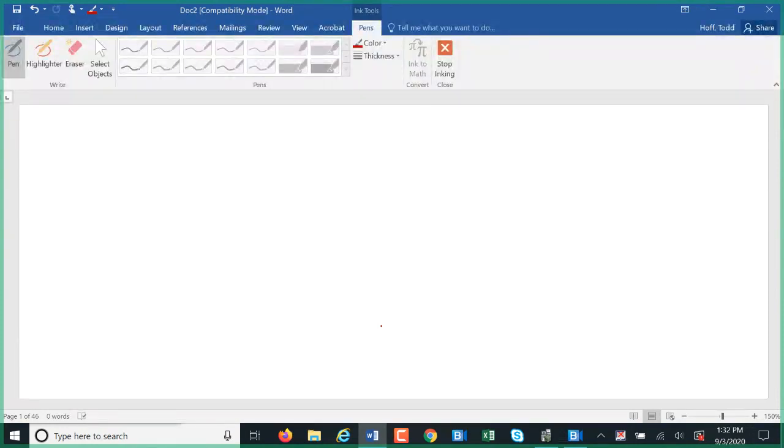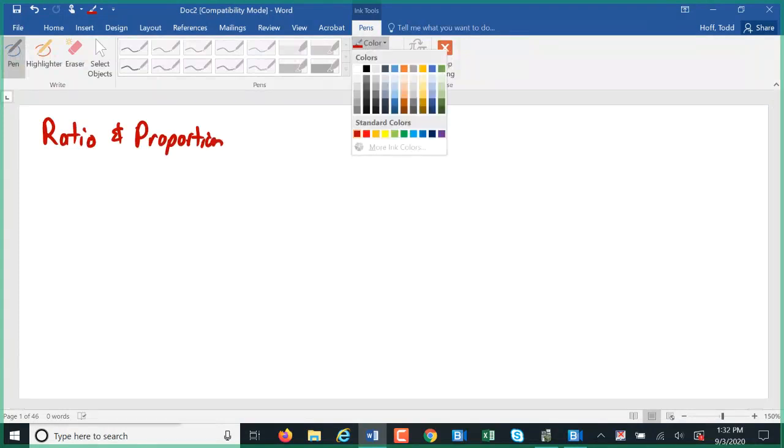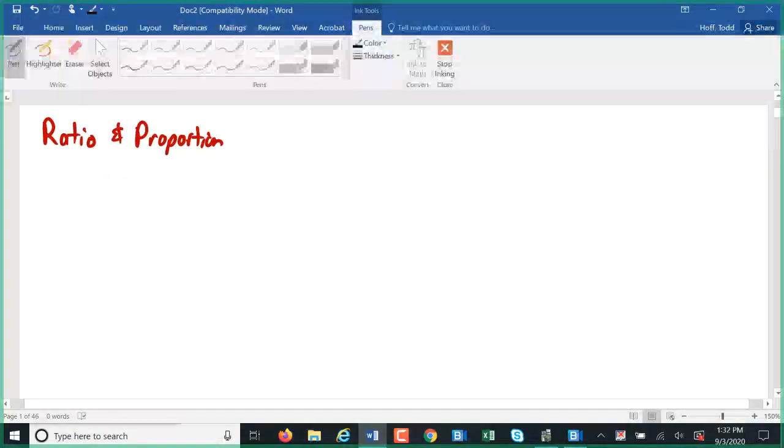Today I want to talk about one of the more useful concepts in math, one of the most broadly applied concepts in math. It's actually part of ratios and proportions. What we're going to talk about today is just a little piece of that, and that is percents.